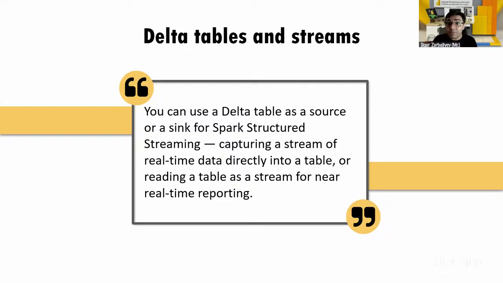You can then query the table to see the latest stream data using exactly the same SQL you would use for any other table. As a source, you could read a Delta table as a stream, which enables near real-time reporting as new data is added to the table. And of course, you can chain them. Read from one delta table as a source, transform the stream, and write to another delta table as a sink. That's precisely the example we are going to walk through now.